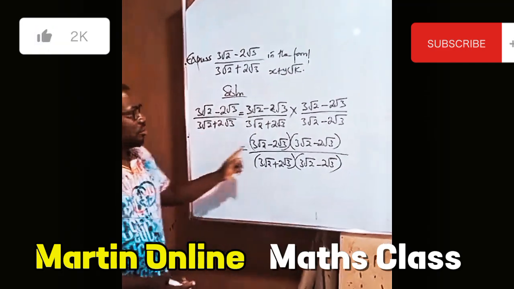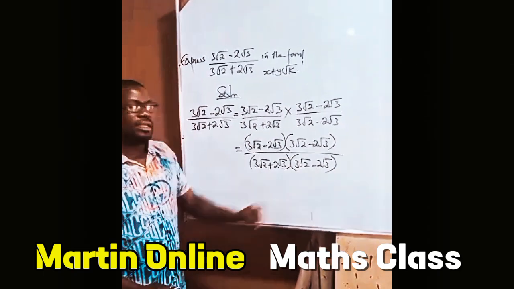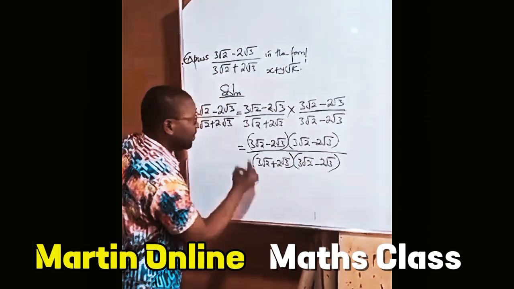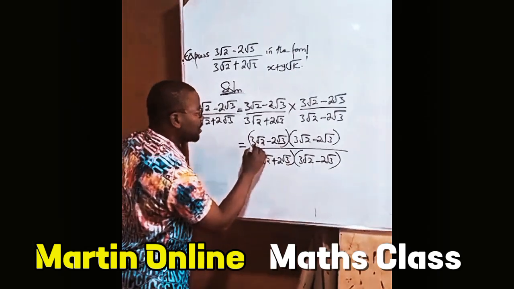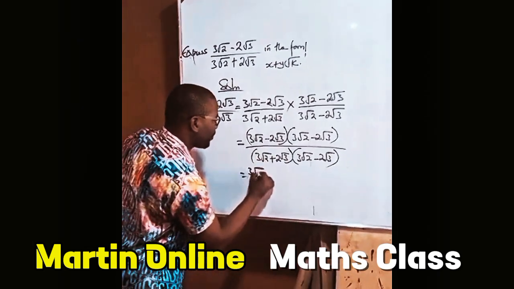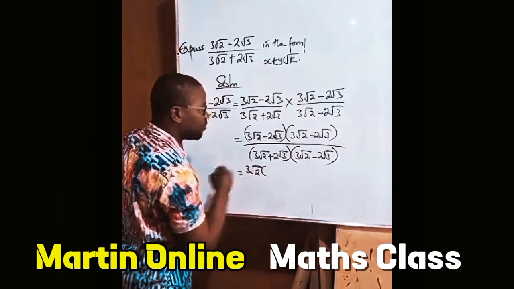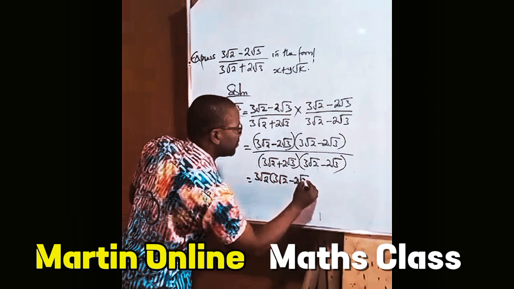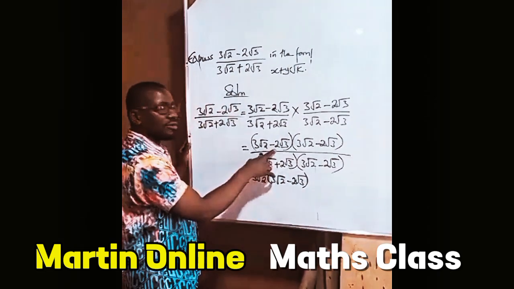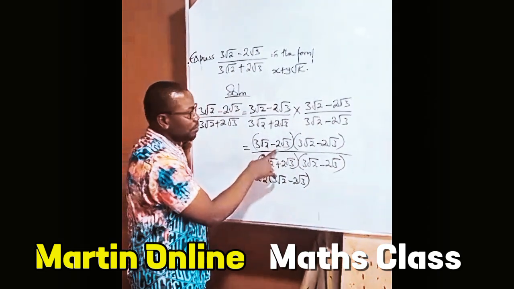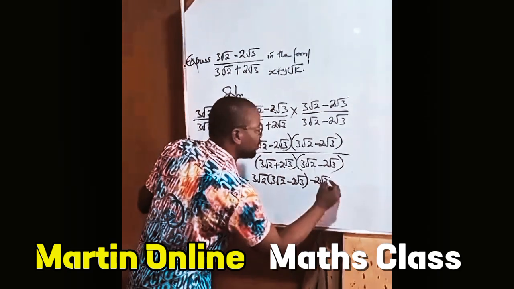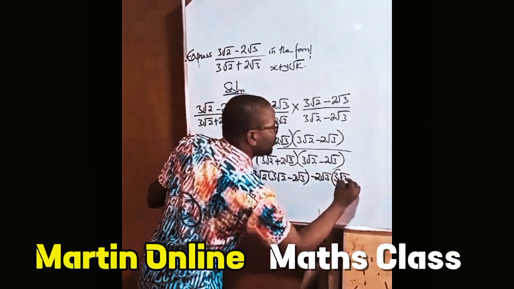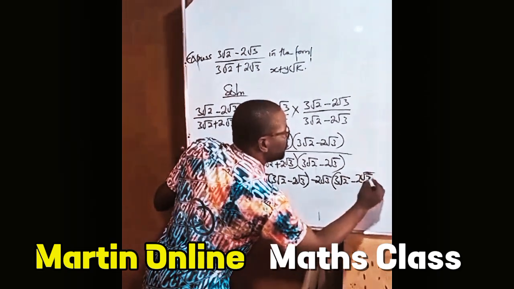So I will expand the numerator now. I will use the first term, which is 3√2, to multiply all the terms in the second bracket, which is 3√2 − 2√3. Again, I will use the second term in the first bracket, which is −2√3, to multiply all the terms in the second bracket, 3√2 − 2√3.